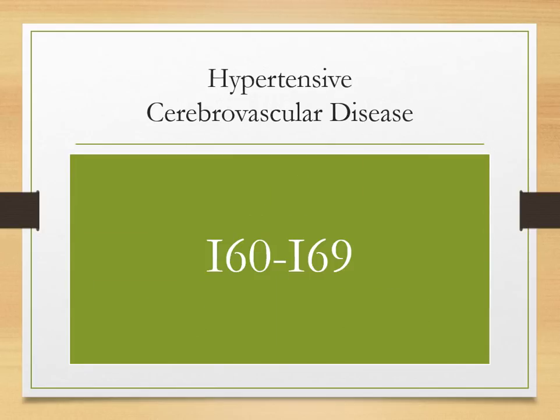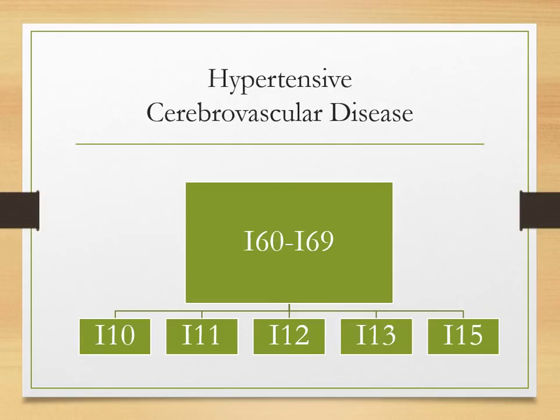Next up, hypertensive cerebrovascular diseases. In this particular situation, you're going to first assign the appropriate code from categories I60 to I69, followed by the appropriate hypertension code. Now, let me show you in a diagram format what that looks like. I'm sure many of you are visual like me. So I60 to I69, and then you're going to use a secondary code for the appropriate hypertension code.